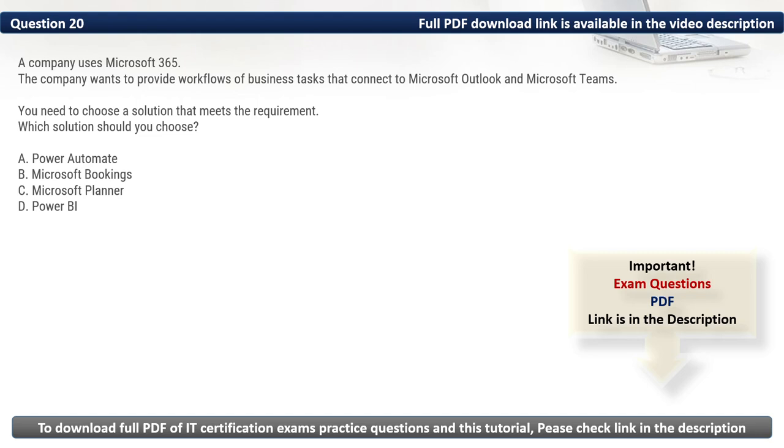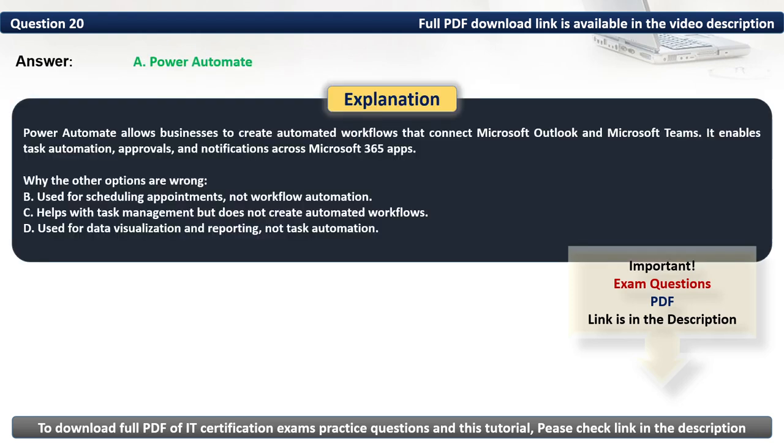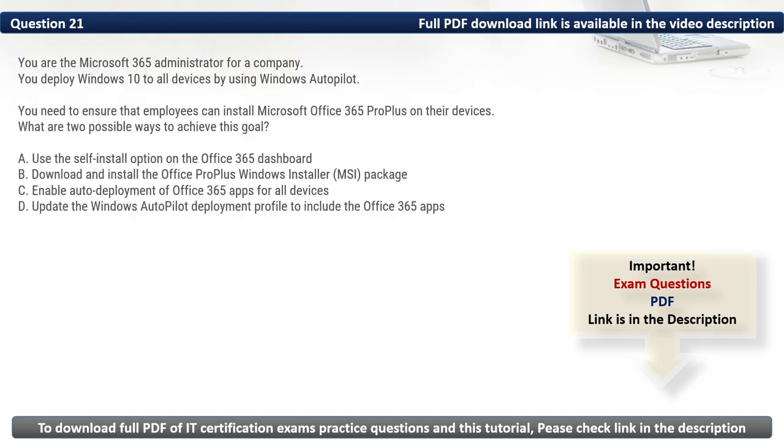As such, the solution that we should choose is Power Automate. Thus, the correct option is A. Power Automate allows businesses to create automated workflows that connect Microsoft Outlook and Microsoft Teams. It enables task automation, approvals, and notifications across Microsoft 365 apps.